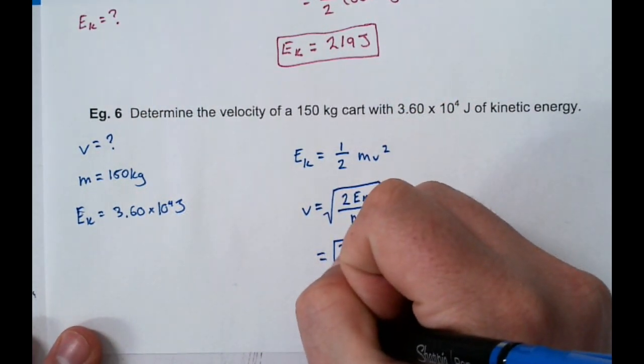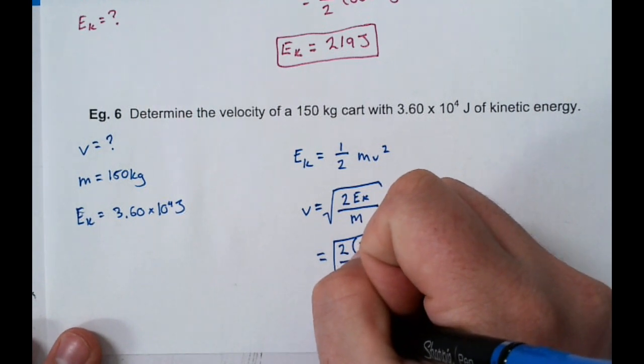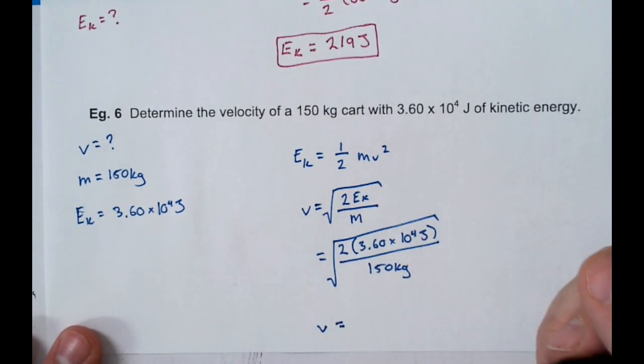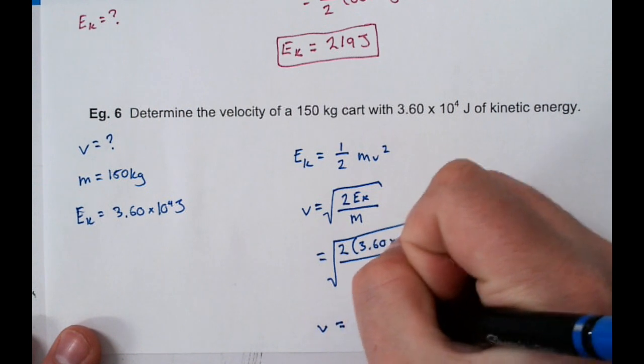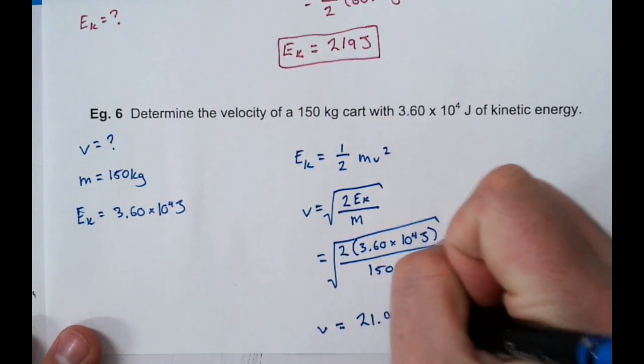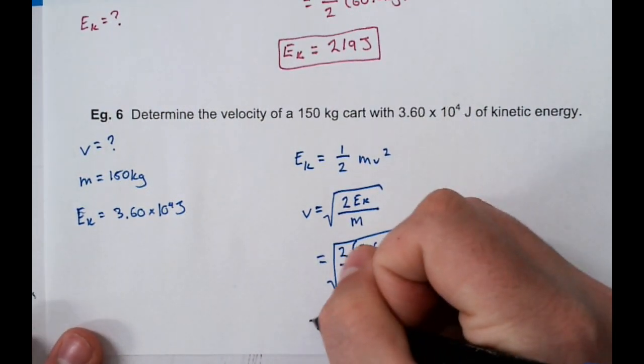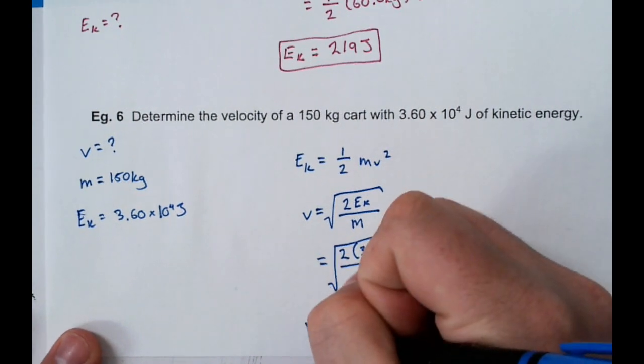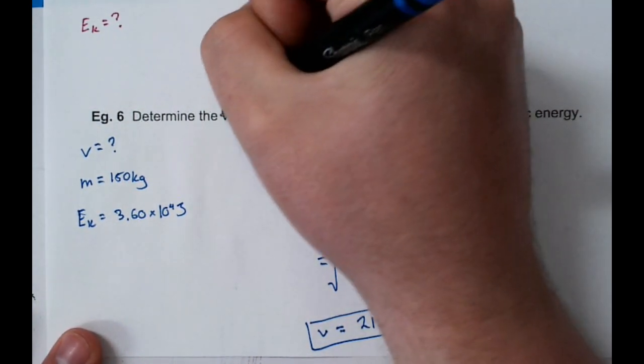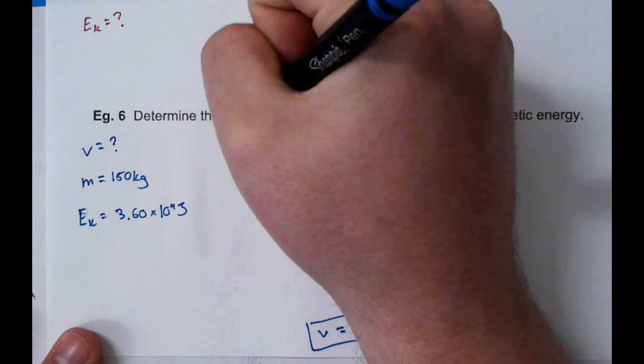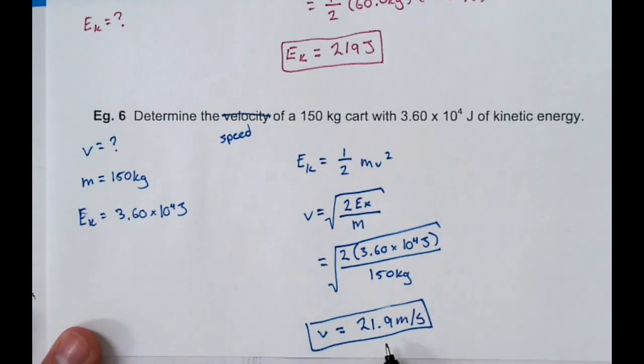That gives us a final velocity, or more realistically again, a final speed of 21.9 meters per second. Again, this question is poorly written. This should be speed. And I'm not worried about you finding the direction in this question.